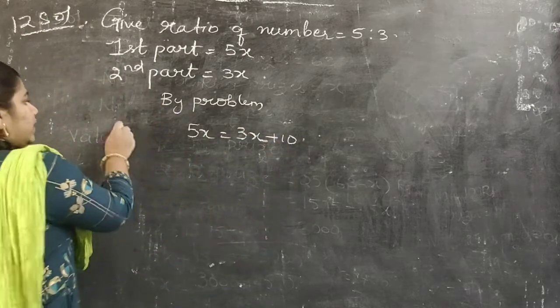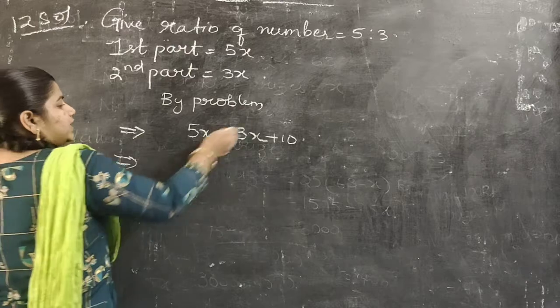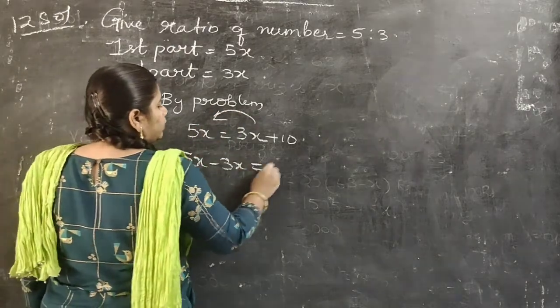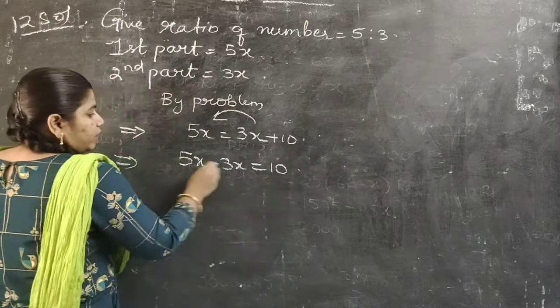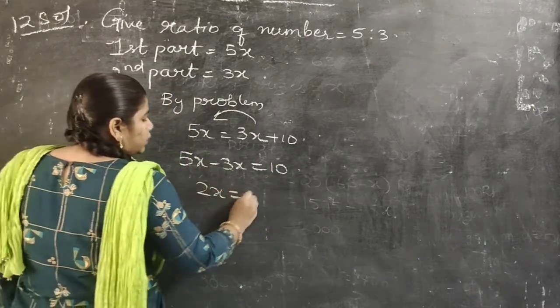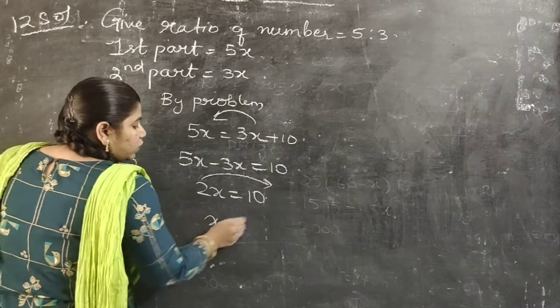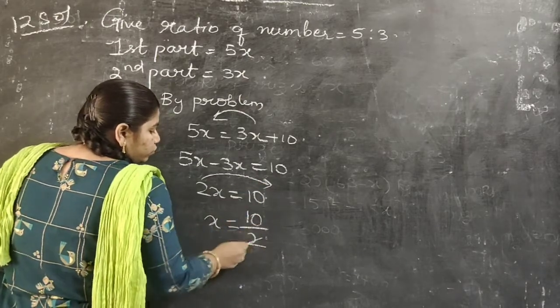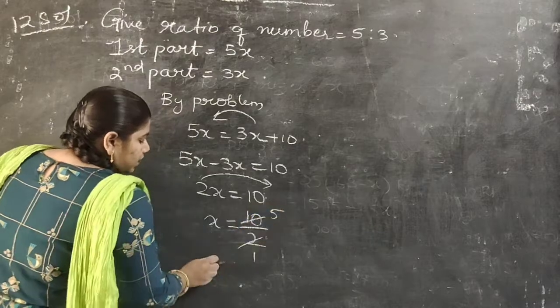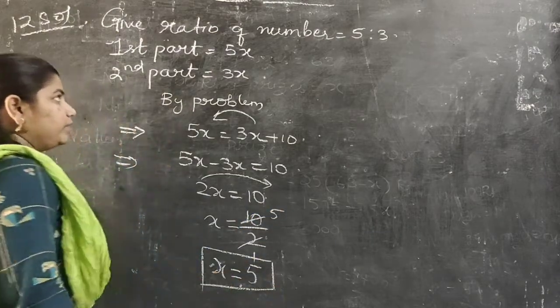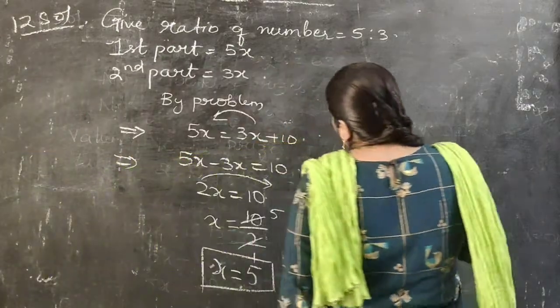Okay, so solve this one now. I am sending this 3x to this side. 5x minus 3x is equal to 10. So 5x minus 3x will be 2x is equal to 10. I am sending this 2 to the other side. X is equal to 10 by 2. 2 ones are, 2 5s are 10. So what is the x value here? 5. Now we will see what the first part and second part are.